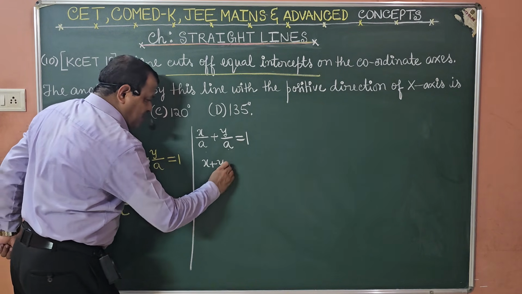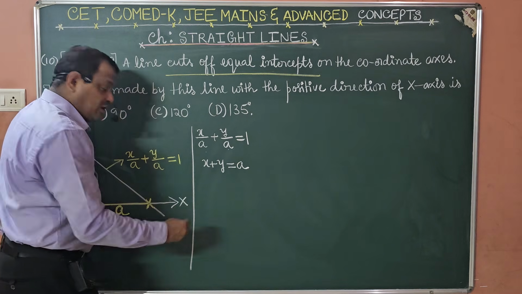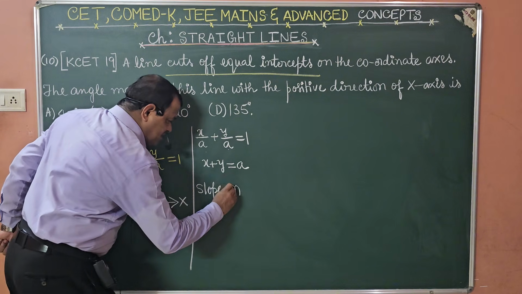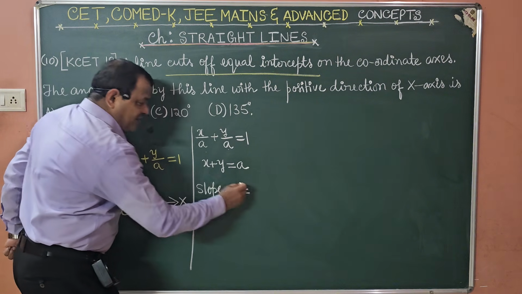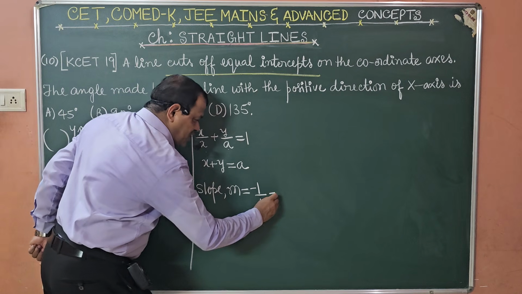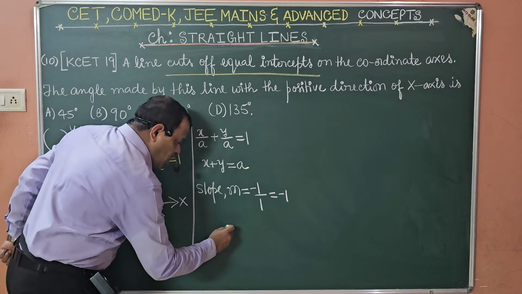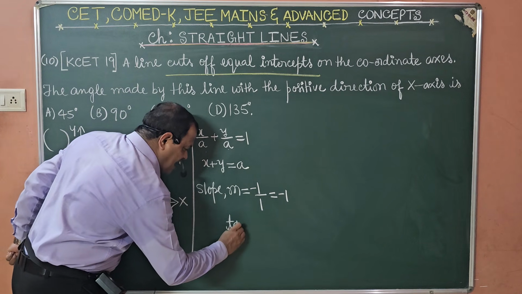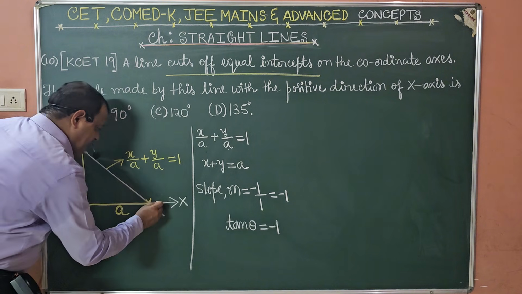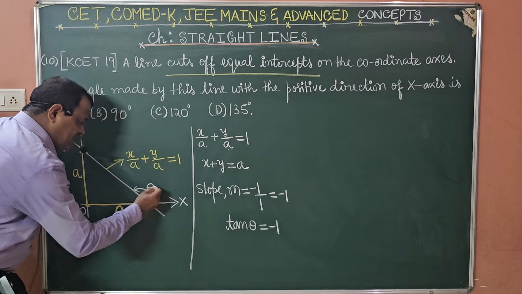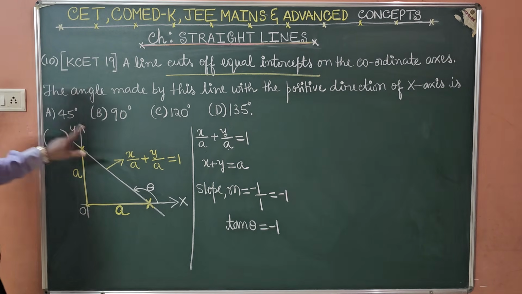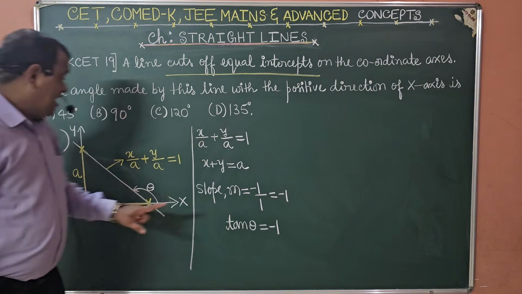The equation of the line becomes this: x plus y is equal to a, and slope of this line, slope m is equal to, say, coefficient of x, it's negative, minus 1, and coefficient of y is 1, so it is minus 1. And slope m is equal to, in the same video I have explained, tan theta. Tan theta is equal to minus 1. Say, if the line makes angle theta, then tan theta equals minus 1. Let us go through the options. Which option, when I substitute in place of theta, I will get minus 1.